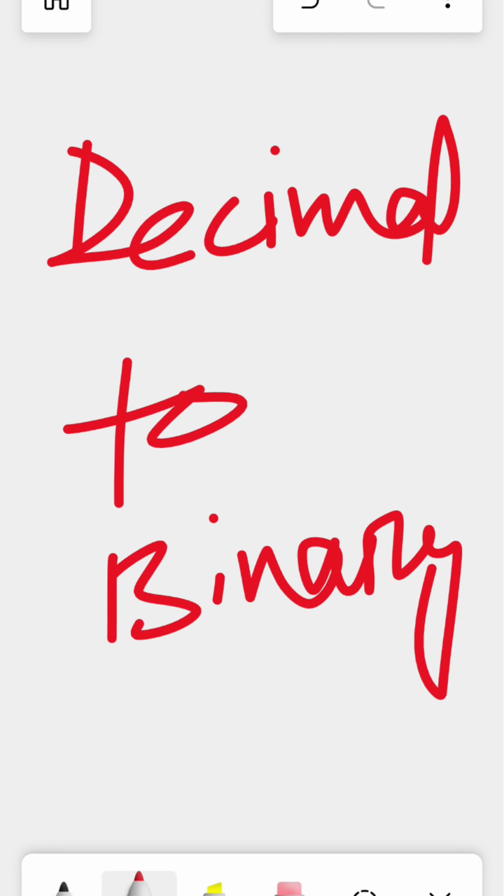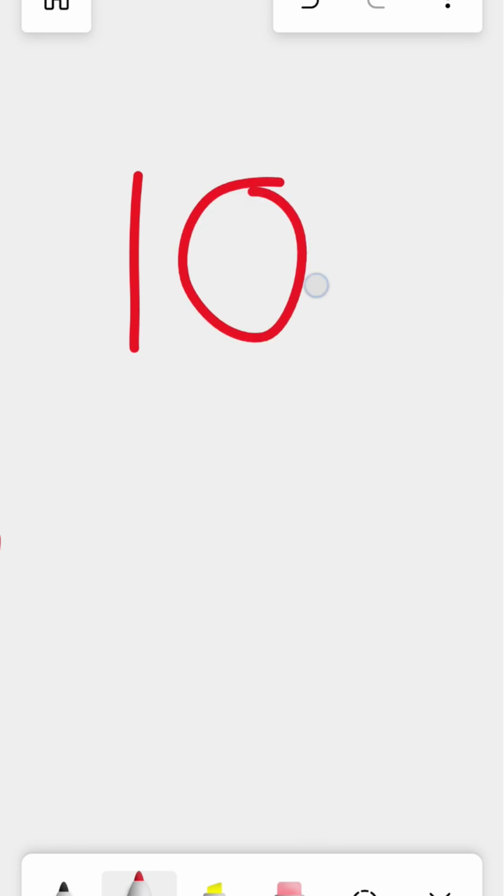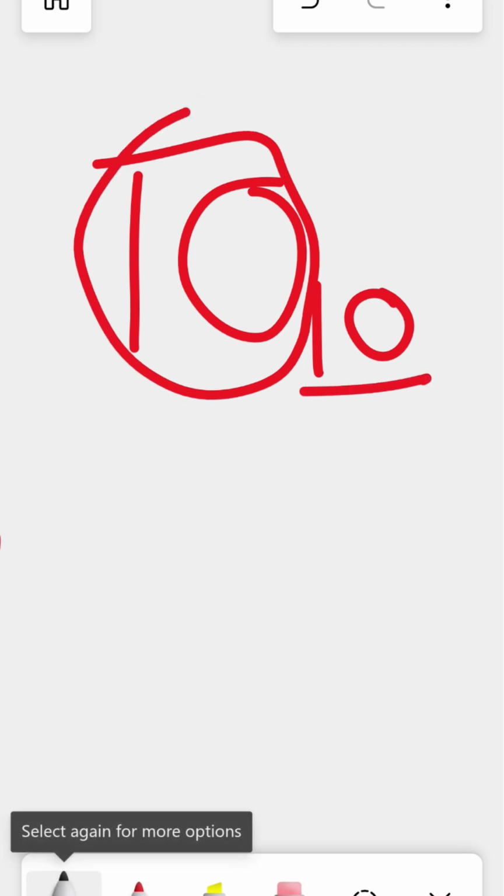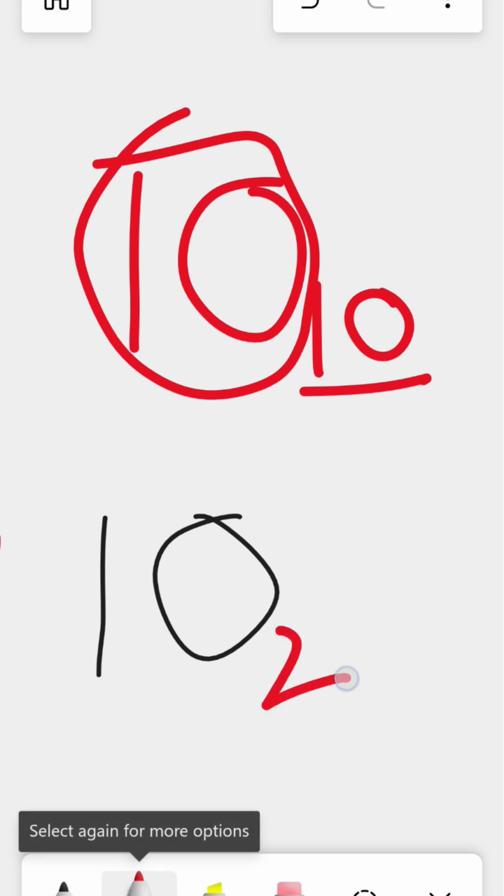So, how can we convert a decimal number? Suppose this is a decimal number, it is written this way. This is the main number 10 and this is its base. And suppose this is a binary number 10 and this is its base. Means the main number is 1 and 0, which is written in black, and 2 is its base. So by looking at the base, we can decide whether a number is decimal or binary.